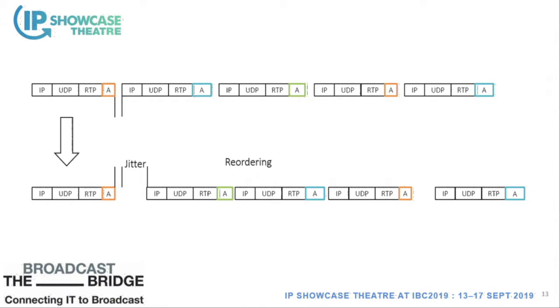re-multiplex our transmission packets. And you can also see where the jitter occurs. The jitter is the temporal shifting of the packets backwards and forwards within that Ethernet link.